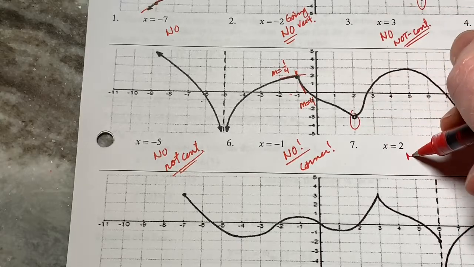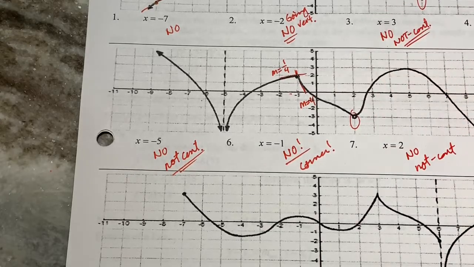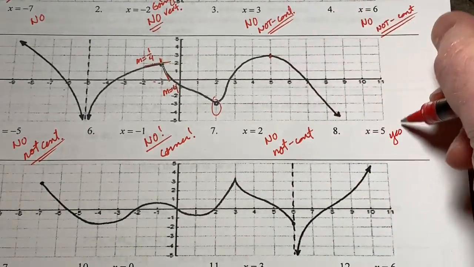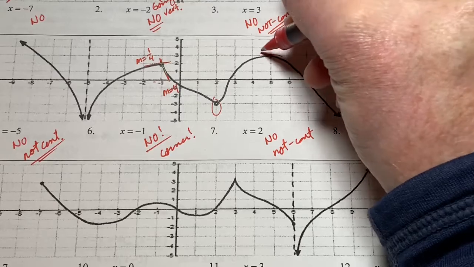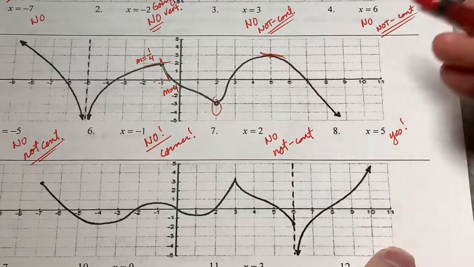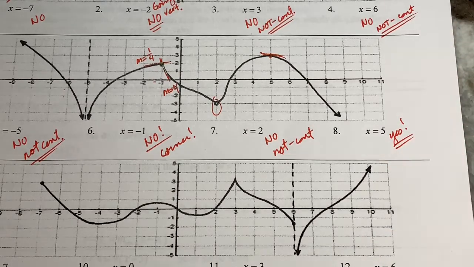What about here at 2? No, why not? Because it's not continuous. Okay? And finally, what about here at 5? Well, absolutely, it's differentiable. Why? Because there is a tangent line there, and a tangent line does have a slope unless it's vertical. So I would say, yes, it is continuous. I'm sorry, it is differentiable.